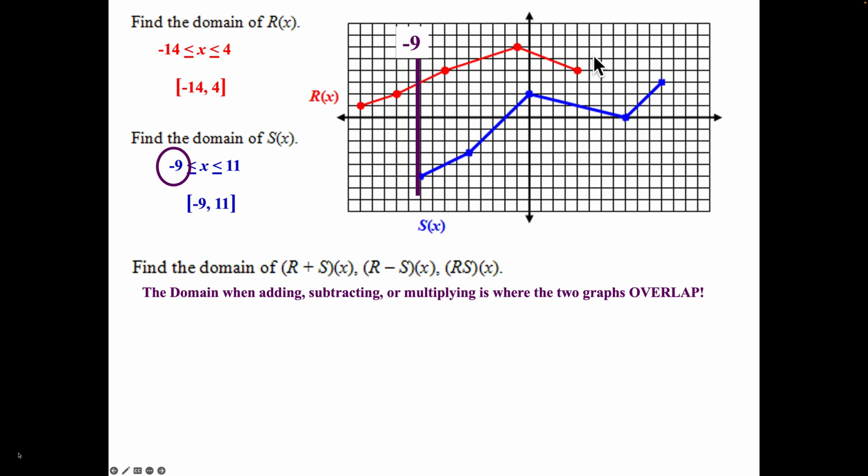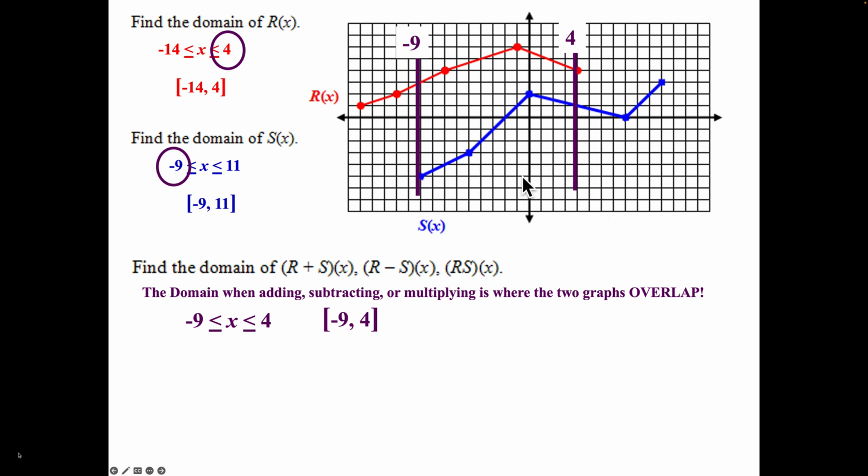So if you look at this really closely, in order to find a domain here, these 2 graphs are going to have to overlap. I'm going to have to take the largest of the 2 left endpoints, and the smallest of the 2 right endpoints. I have to have where the graph overlaps. This is the new domain. Negative 9 less than or equal to x less than or equal to 4, or in interval notation, bracket negative 9 comma 4 bracket. All right, so it's where it overlaps.